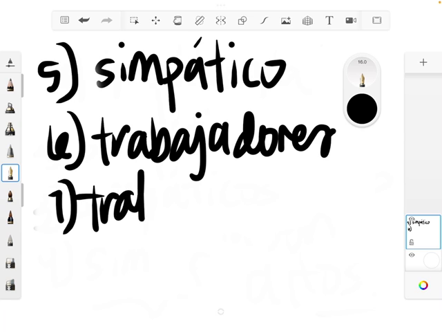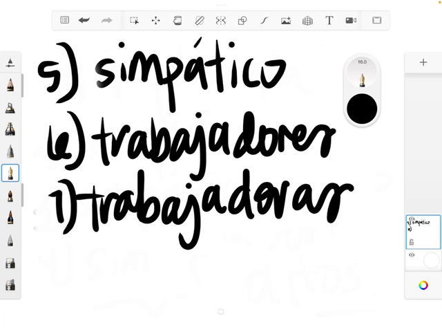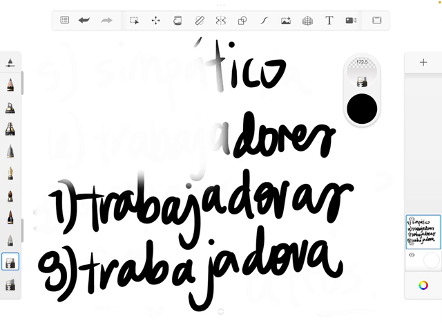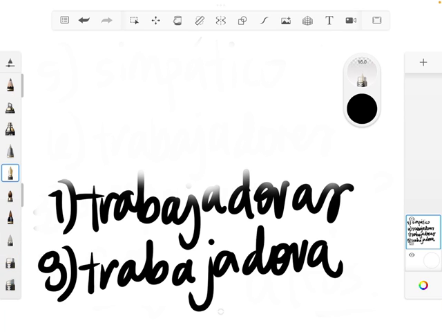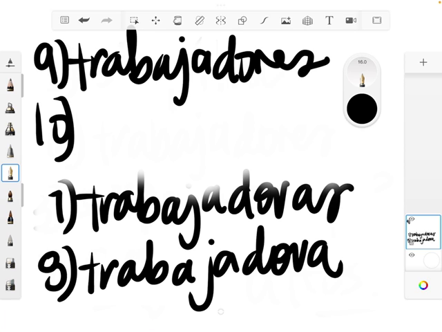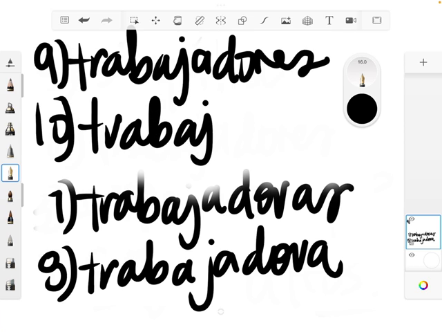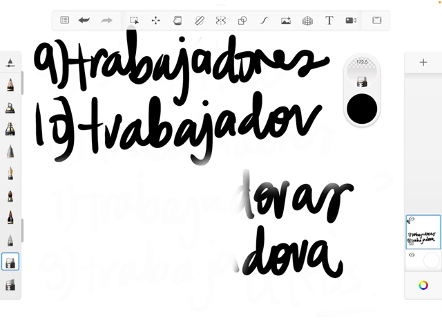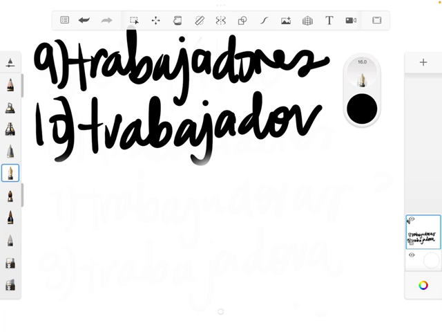Ellas son trabajadoras. La médica es trabajadora. Okay. Los niños son trabajadores. Él es trabajador. Okay, and then we have 2 more sets.